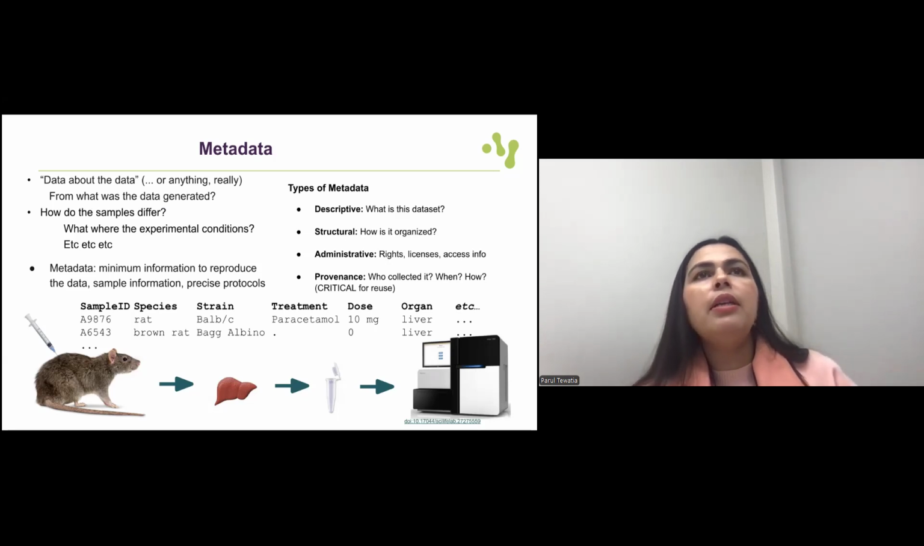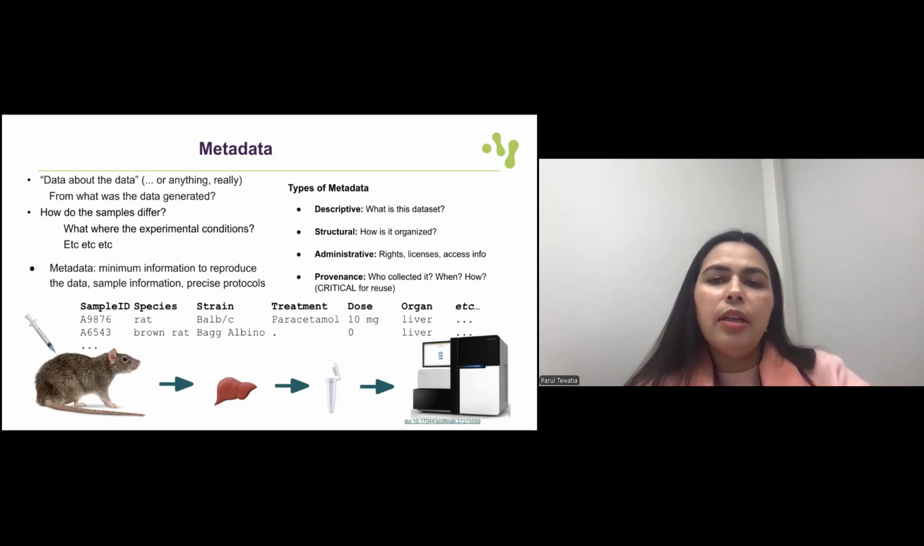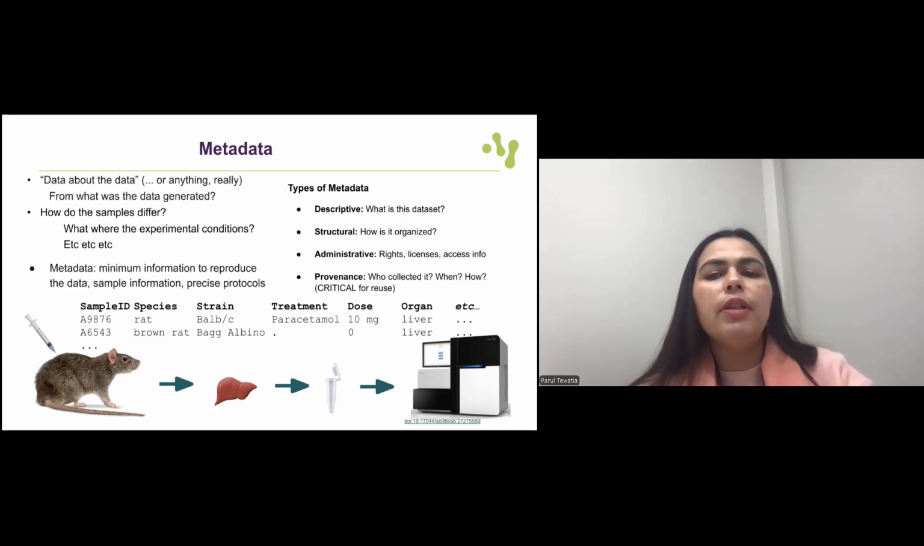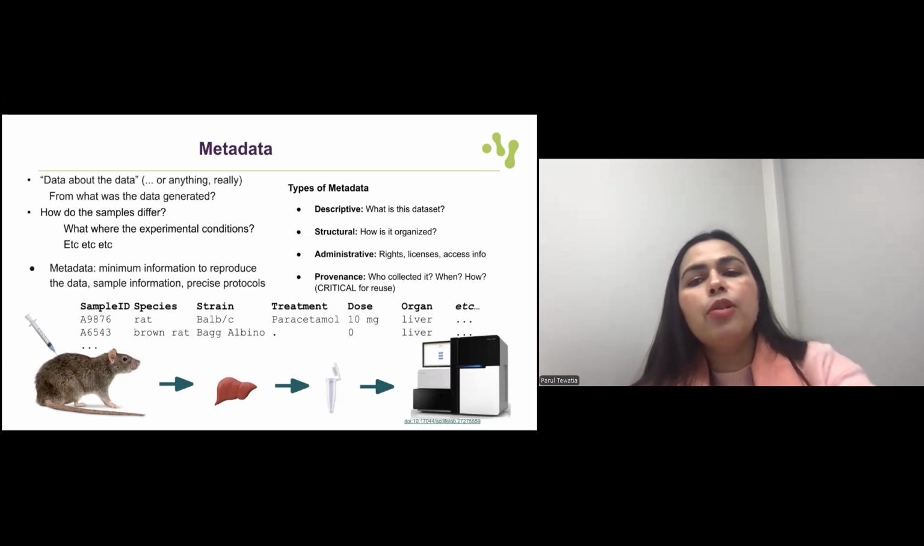For example, if I say this particular experiment was done at 36 degrees, to reproduce that you have to say that this was the temperature it was done at. For example, how much dosage was given? Say, for example, 10 milligrams. So this is just an example of what metadata looks like.